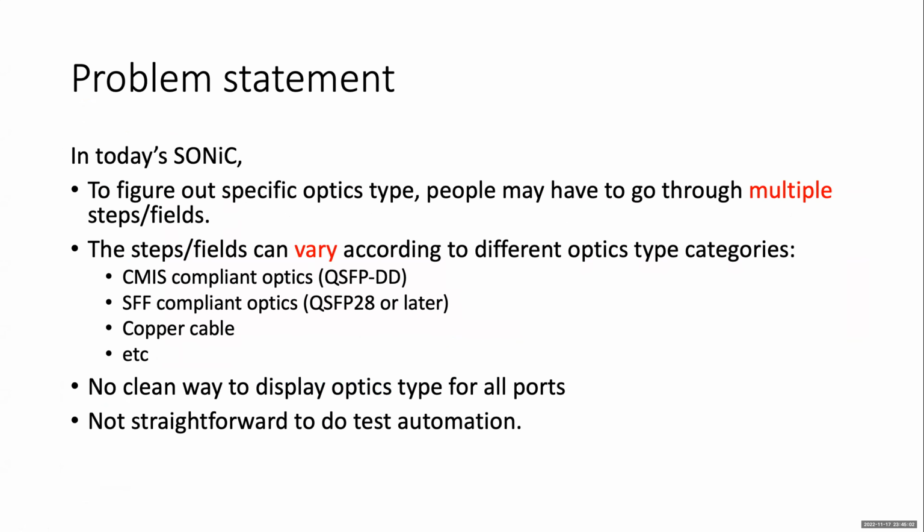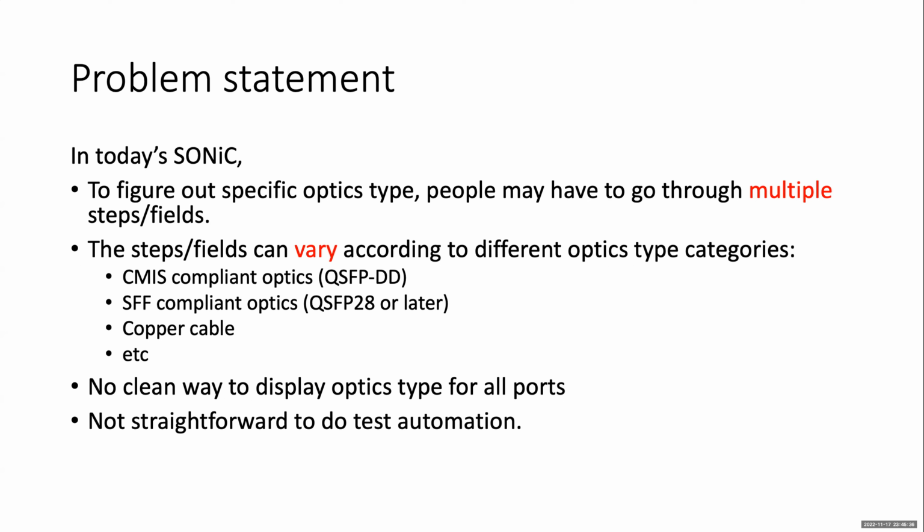In today's SONiC, usually the user needs to know what specific optics are inserted on the router, for purposes like debugging, testing and management. But today's SONiC has no clean and unified way to get that. People may have to go through multiple different steps and fields to figure it out by themselves. Also, what is worse is that the steps and fields can vary according to different optics type categories.